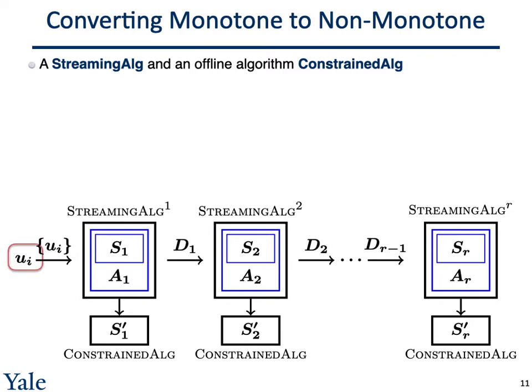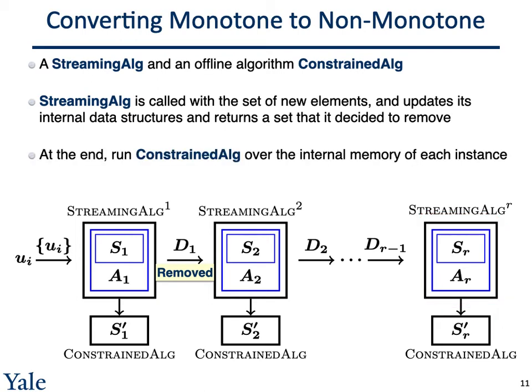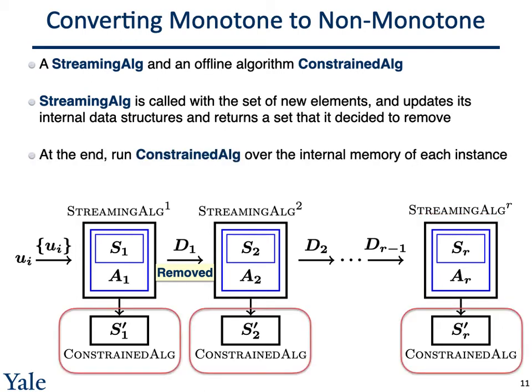Every time an element arrives, the first instance of the streaming algorithm is called, updates its internal data structure, and returns the element that it decided to remove. The removed element is passed to the next instance of the streaming algorithm, and this process is repeated for all the other instances. Once the stream ends, we run the offline constraint algorithm over the internal memory of each instance. The final solution is the set with the maximum value from the outputs of all instances of the streaming and the offline constraint algorithms.